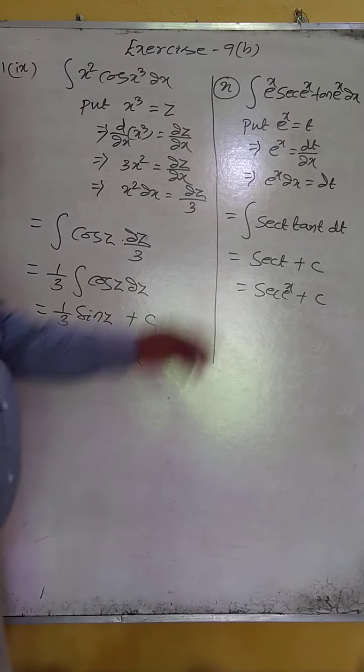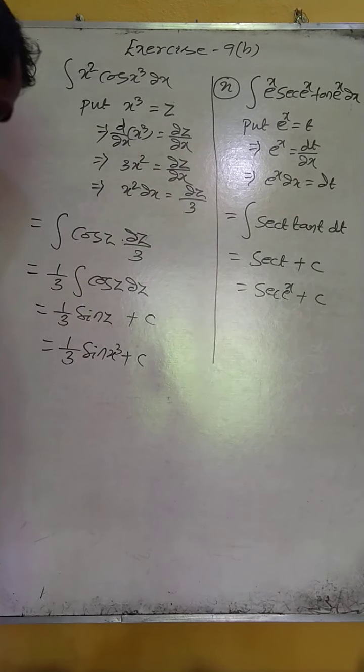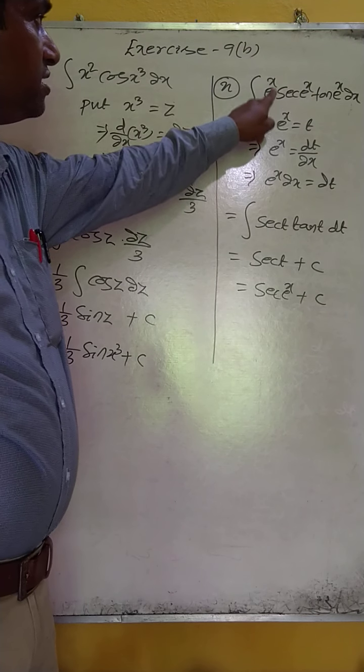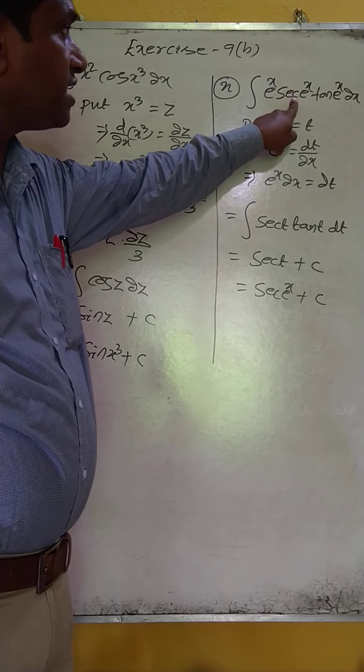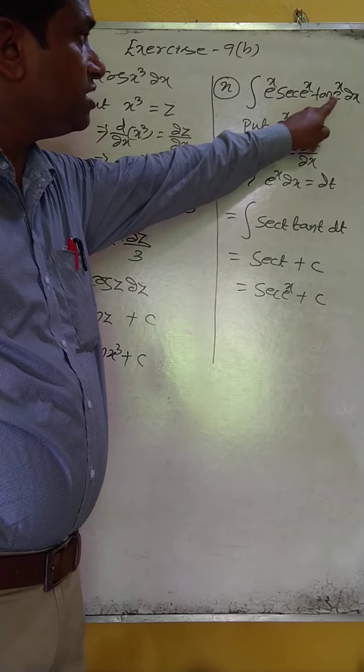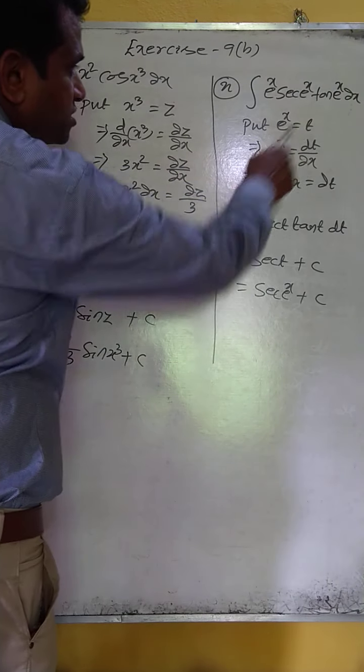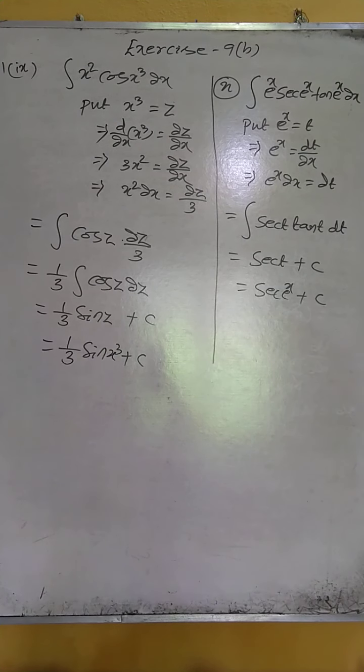Similarly, in the next one, the integrand is e to the power x sec e to the power x tan e to the power x dx. Here we put e to the power x is equal to another variable t.